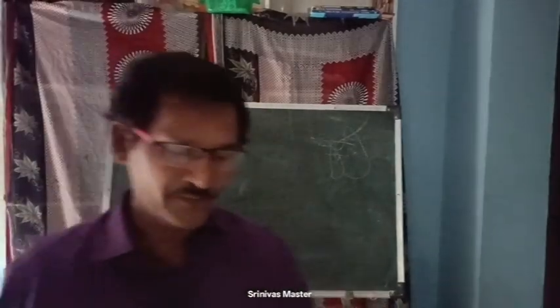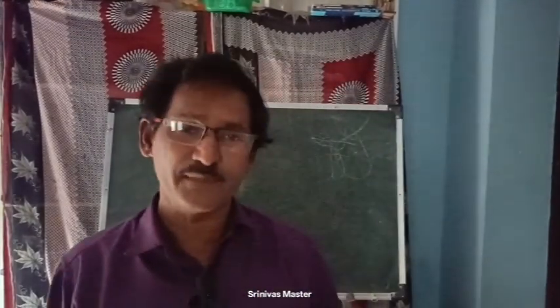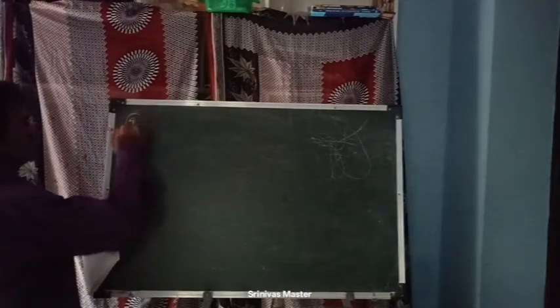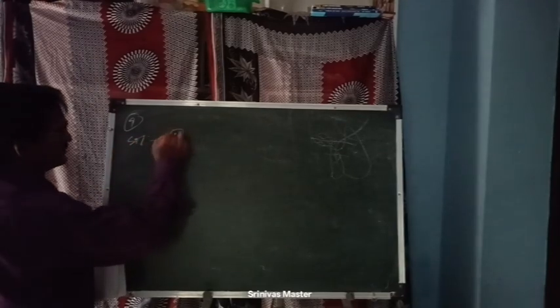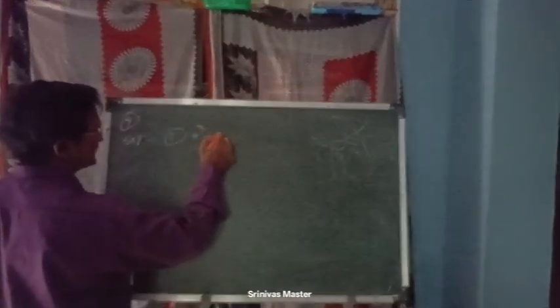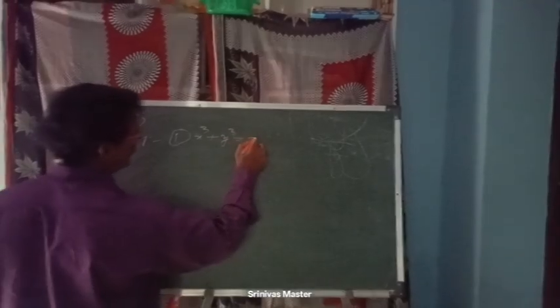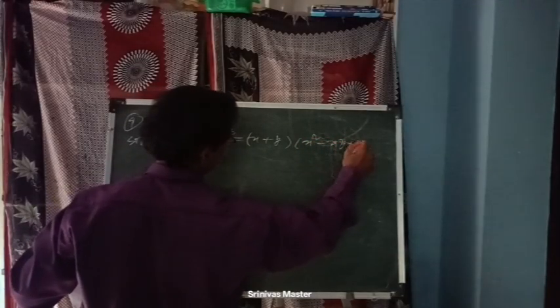After this, verification is given, children, in the ninth question. Verify x³ plus y³ equal to (x plus y) into (x² minus xy plus y²), and another bit, x³ minus y³ equal to (x minus y) into (x² plus xy plus y²). That is question number 9. When you are doing the solution, see what the first bit is: x³ plus y³ equal to (x plus y) into (x² minus xy plus y²).